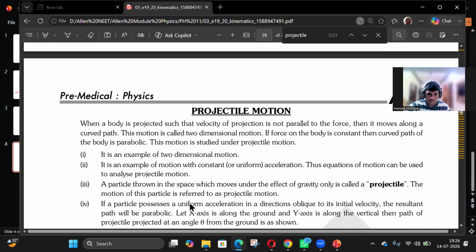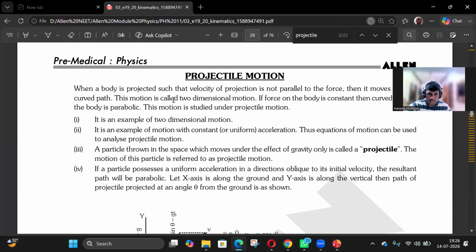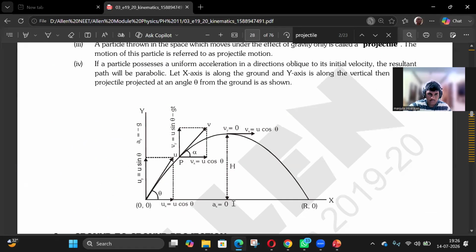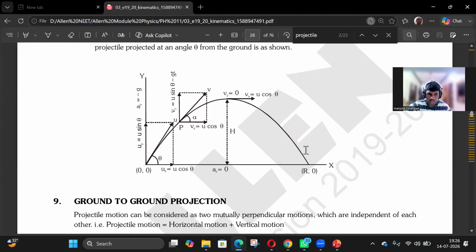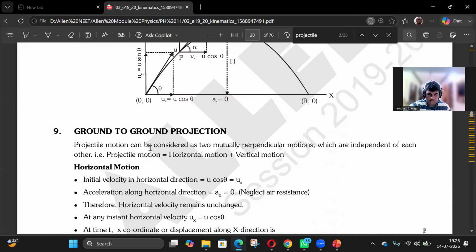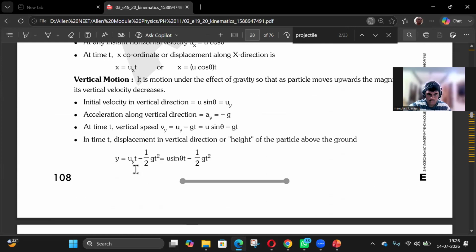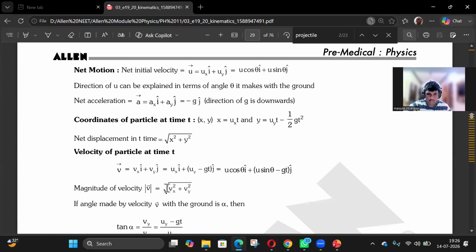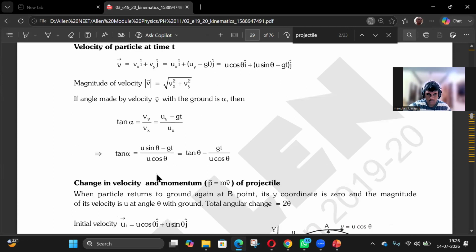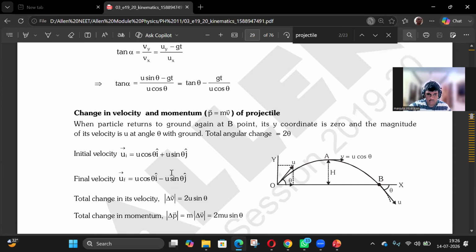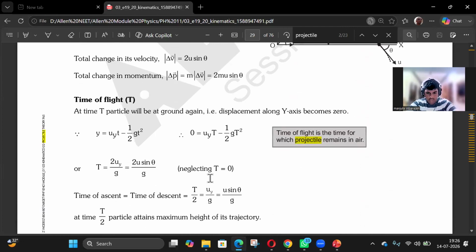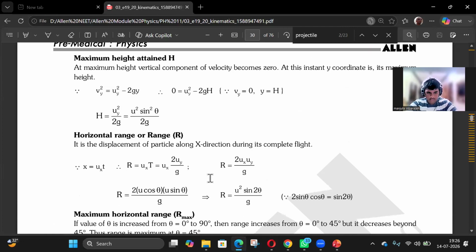So projectile motion, the ball is projected. This is ground to ground, a full inverted U parabola, ground to ground projection. The relation between y and x is a parabola, and that x versus y is called the trajectory. Trajectory means the path of the body.